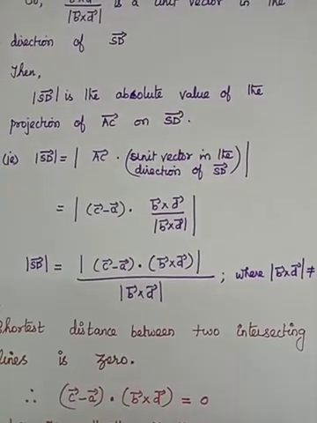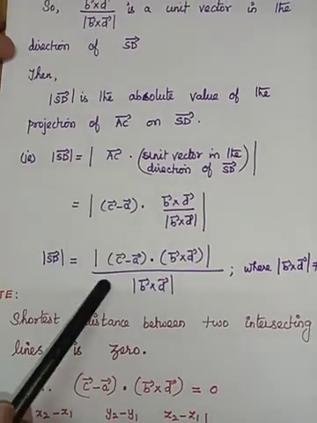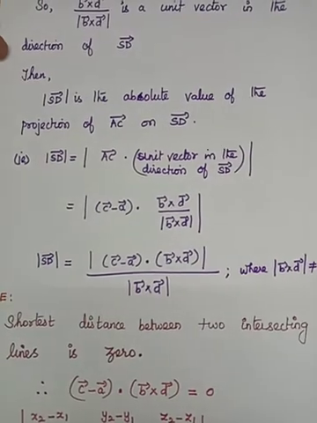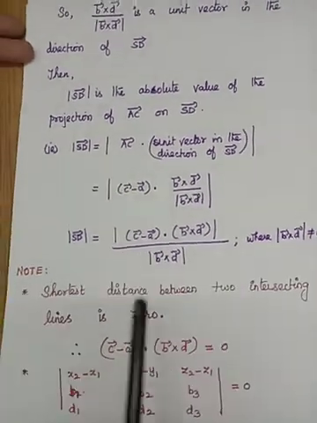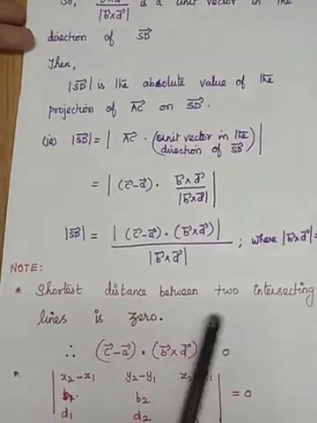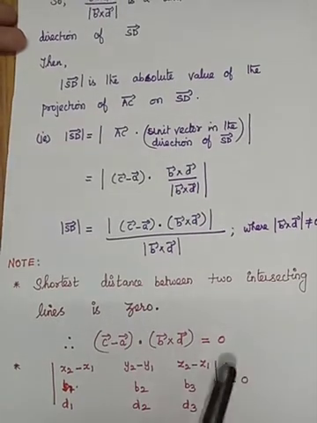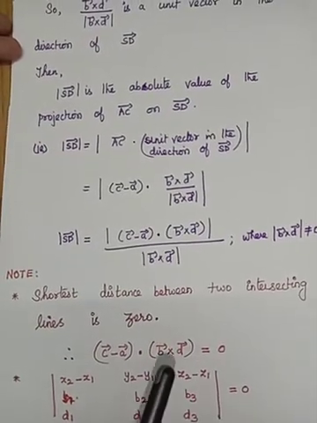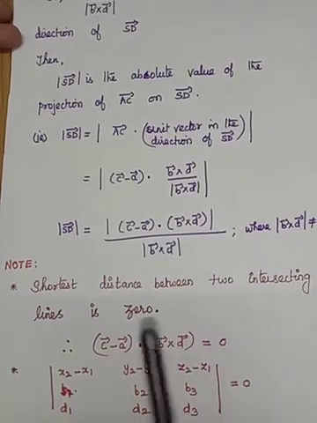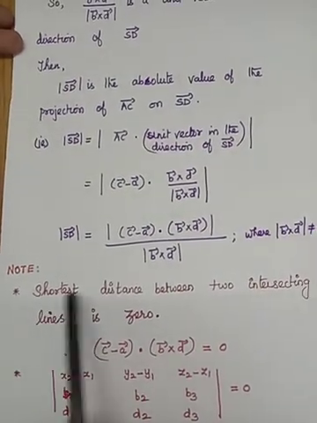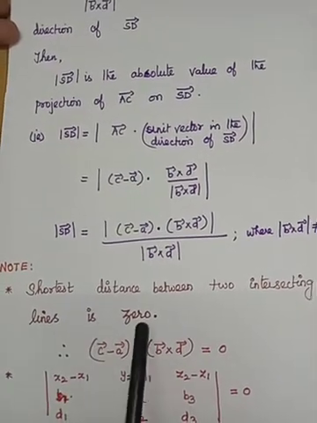Okay, so already we have seen the shortest distance between parallel lines. Now we have completed shortest distance between skew lines. Now we are moving to shortest distance between two intersecting lines. So the two intersecting lines intersect at a point. So at that point the distance is 0. So we can say shortest distance between two intersecting lines is 0.